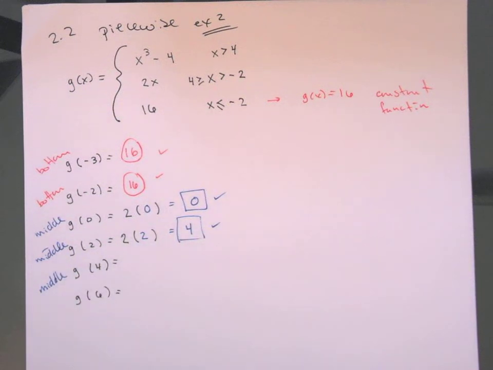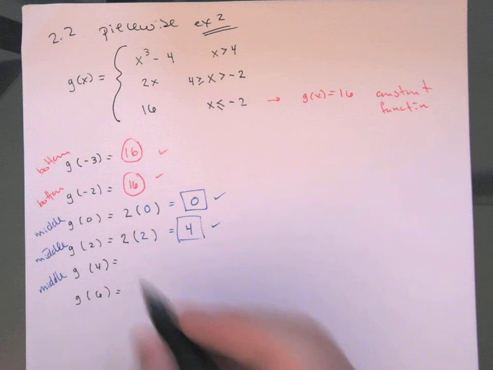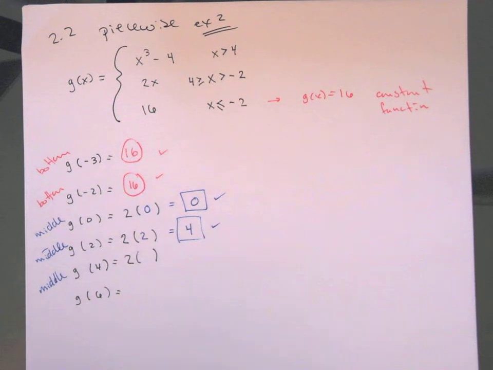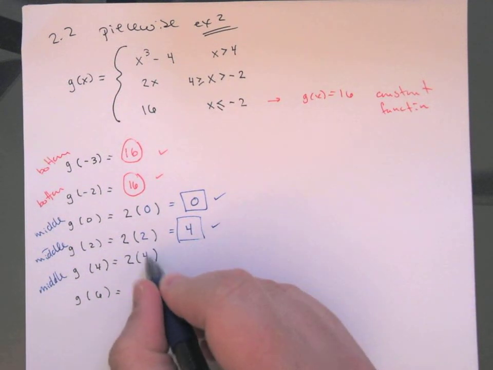You probably thought that I would balance this to 2 and 2, but I didn't. So let's do 2 times the x. In this case, 2 times 4 is obviously going to send us to 8.